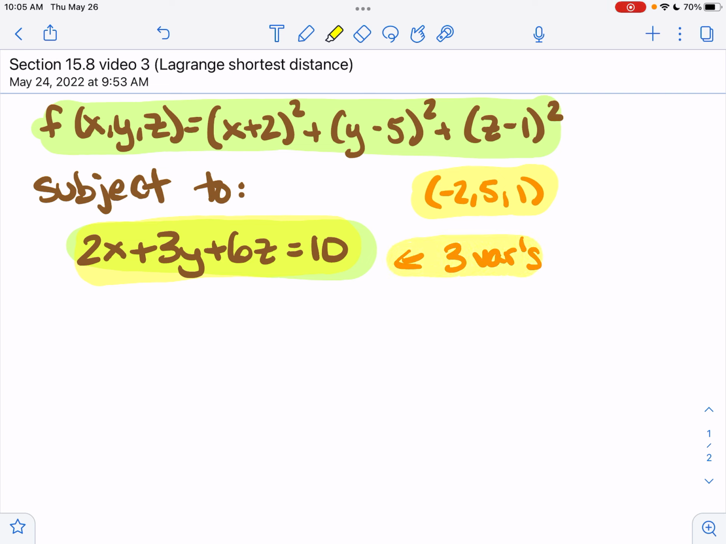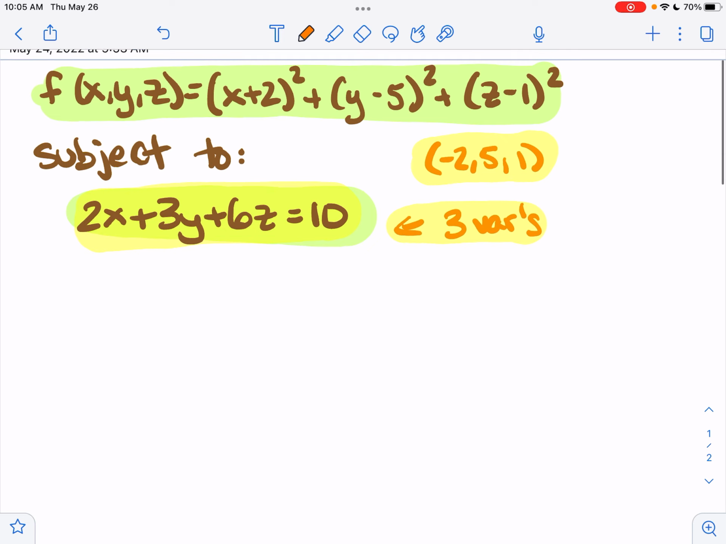Notice that we have three variables, unlike our previous two examples where we had just x and y. Now we have a z involved, but the idea is the same. Lagrange multiplier equations are the same. The process is the same. So let's get at it.